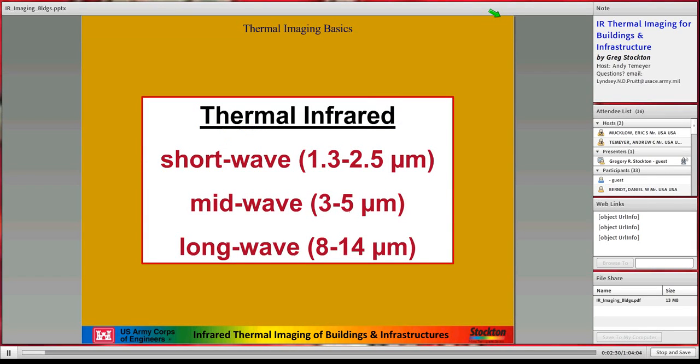And far infrared is divided into short wave, mid wave, and long wave. Now most of the imaging equipment that you had 25 years ago was long wave, then the trend was mid wave, and now it's back to long wave again because of the invention of the microbolometer.